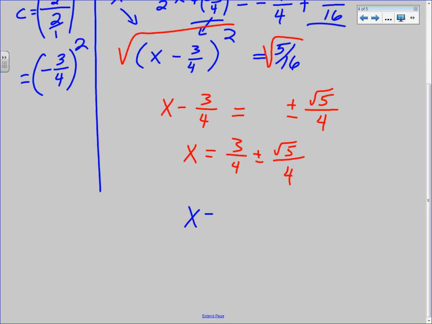And let's finish out the problem. Since they both have common denominators of 4, we're going to have x is equal to 3 plus or minus the square root of 5 on top divided by 4 on bottom.